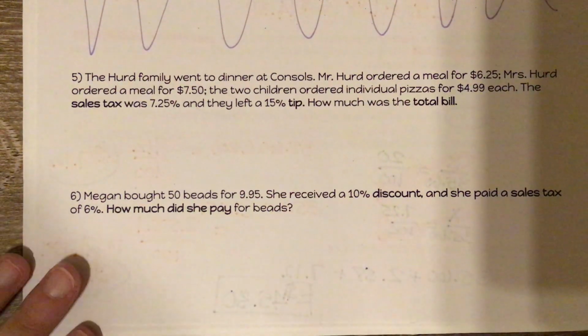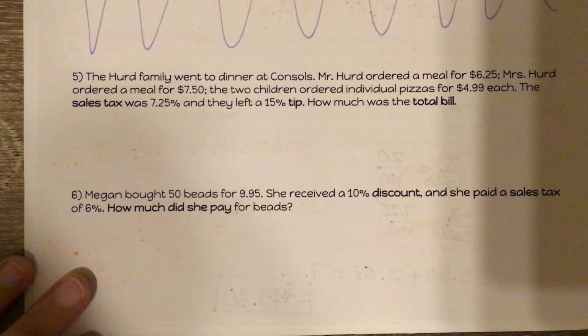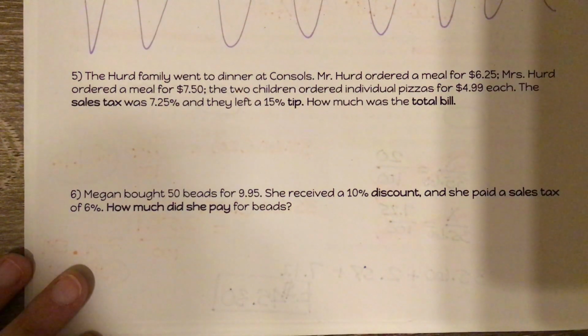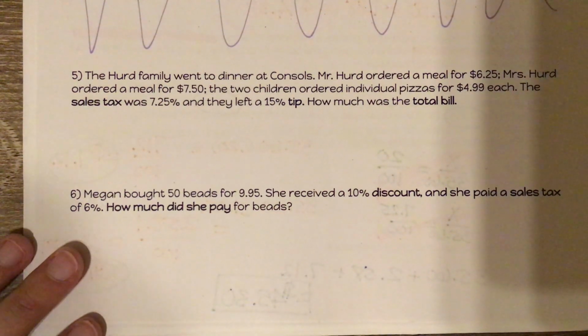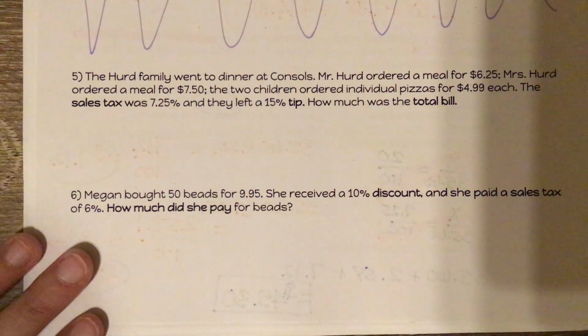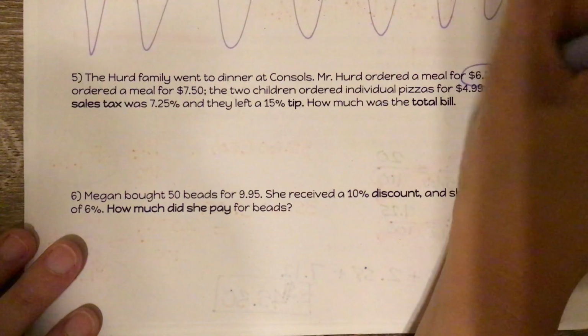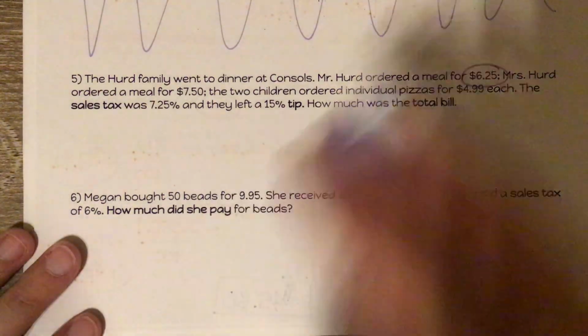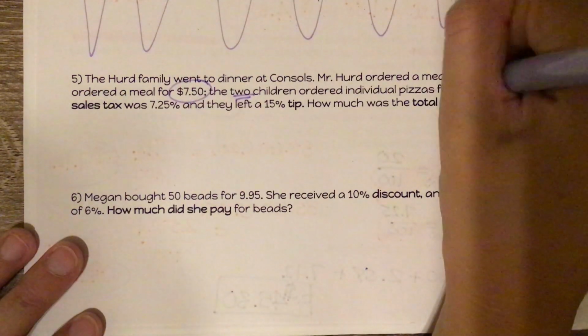The Hurd family went to dinner at Consols. Mr. Hurd ordered a meal for $6.25. Mrs. Hurd ordered a meal for $7.50. The two children ordered individual pizzas for $4.99 each. The sales tax was 7.25%, and they left a 15% tip. How much was the total bill? So there's a lot of information given to us there. We have a meal for $6.25, a meal for $7.50, and then we have 2 meals for $4.99.